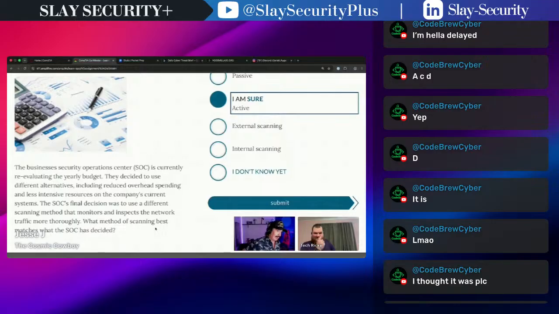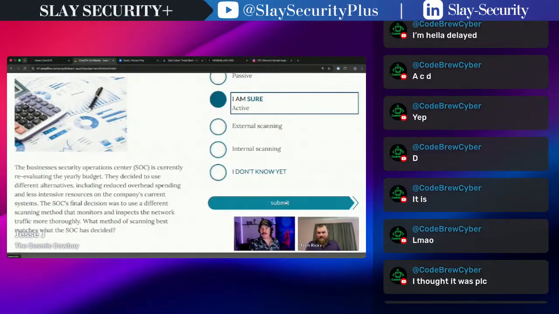Okay. I mean, it's not going to be external scanning. No, and I would hope they're already doing internal scanning. Right. Maybe passive? I don't think passive will be as good as active, though, right? I don't either. I'm going to send it.